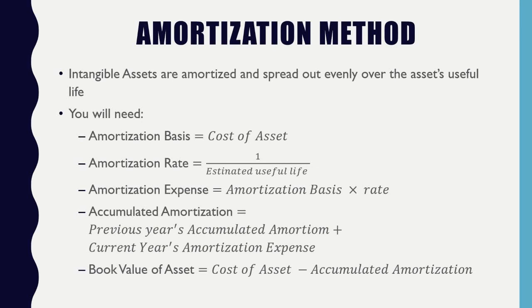You're going to take your previous accumulated plus your current expense, and that will give you your accumulated, and then your book value is going to be your cost of the asset minus the accumulated.